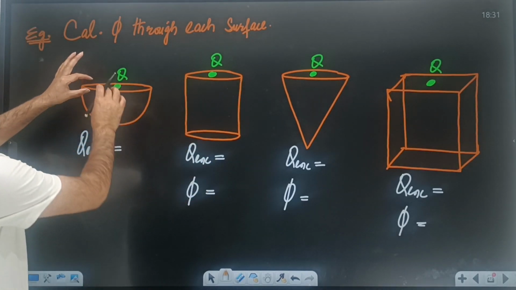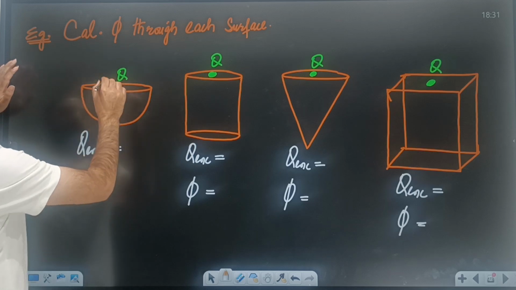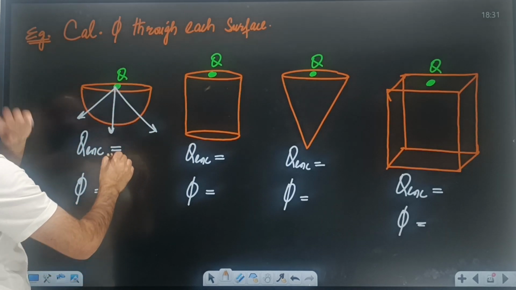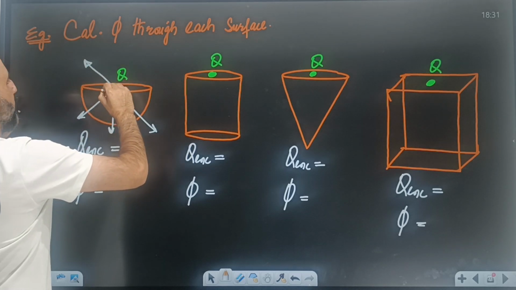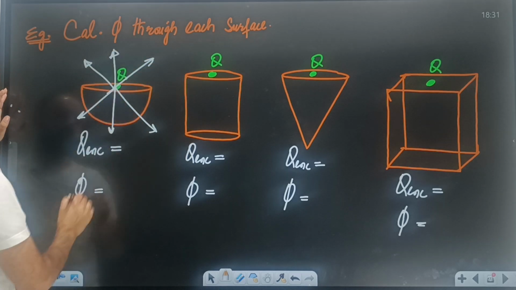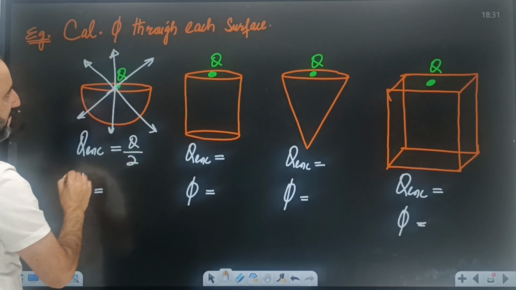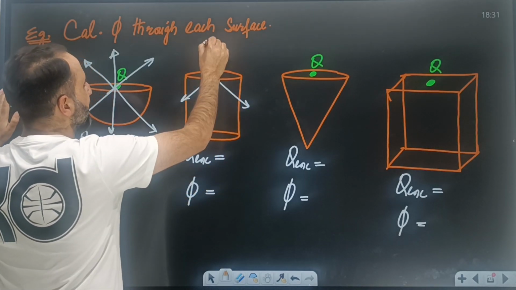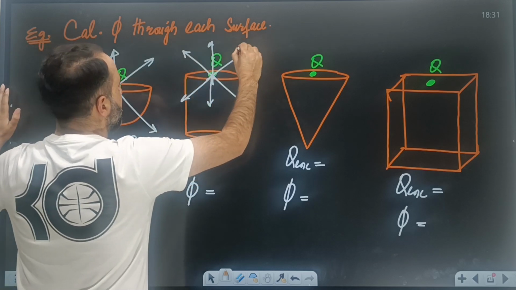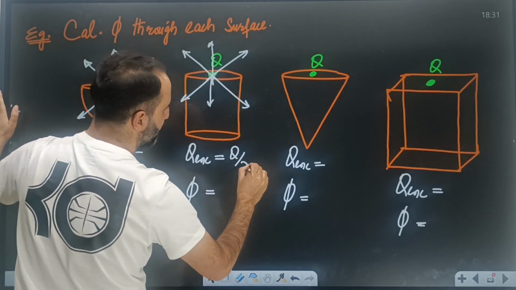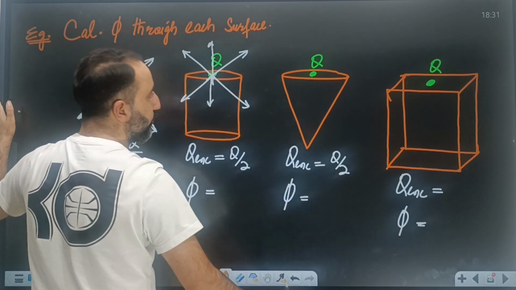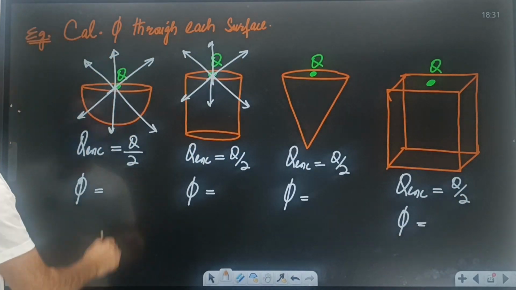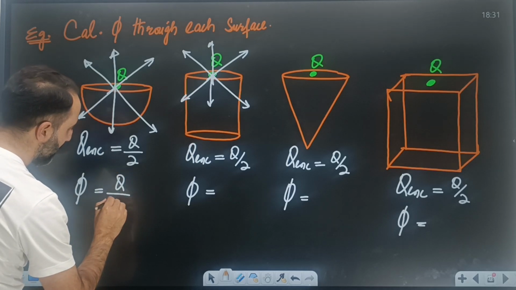See, now imagine like this. For example, there are 6 electric field lines coming out of this. 3 will pass through this sector, isn't it? And 3 will not pass through this sector. So what is Q enclosed? Q divided by 2. In the same way, again here, 3 electric field lines will pass through the cylinder. 3 will not pass through the cylinder. What is Q enclosed? Q divided by 2. Here also Q enclosed is Q divided by 2. What about this? Q enclosed Q divided by 2. So what about the flux? Flux for the surface will be equal to Q by 2 epsilon naught.